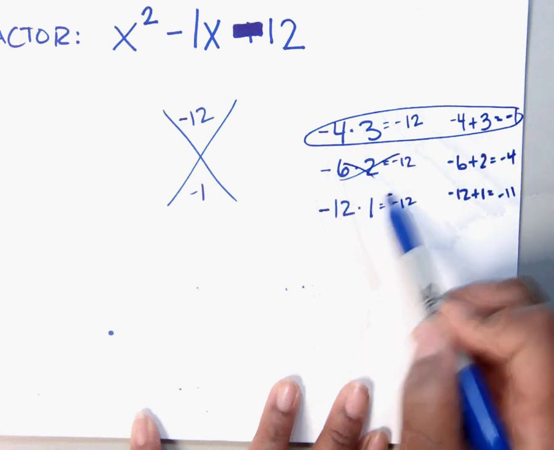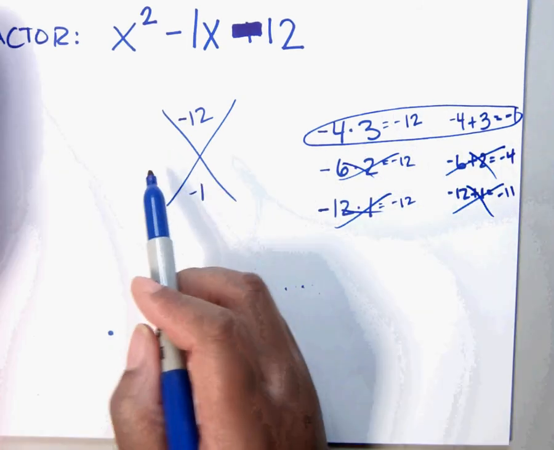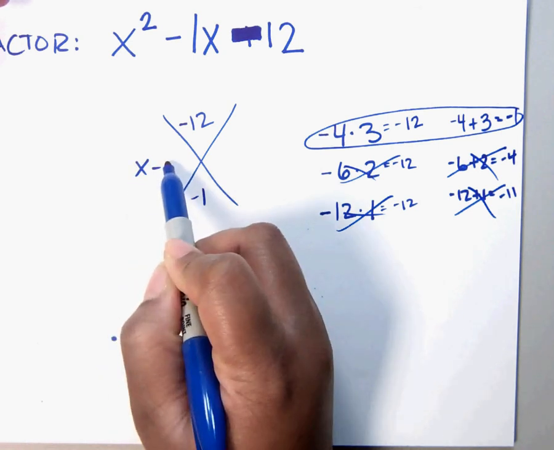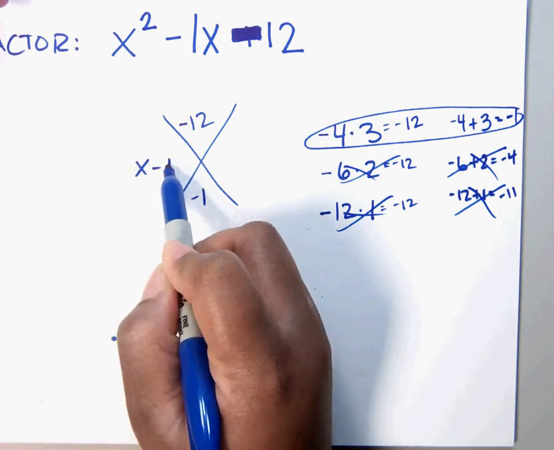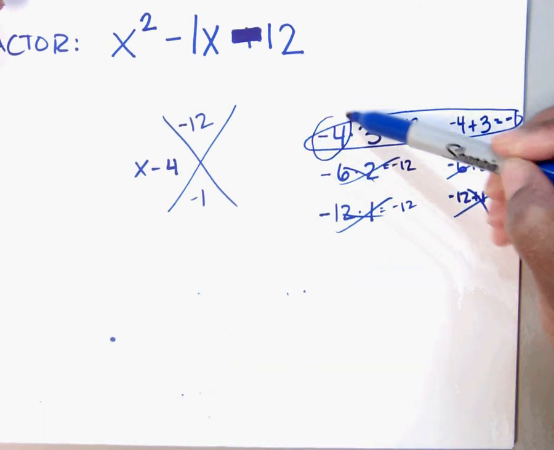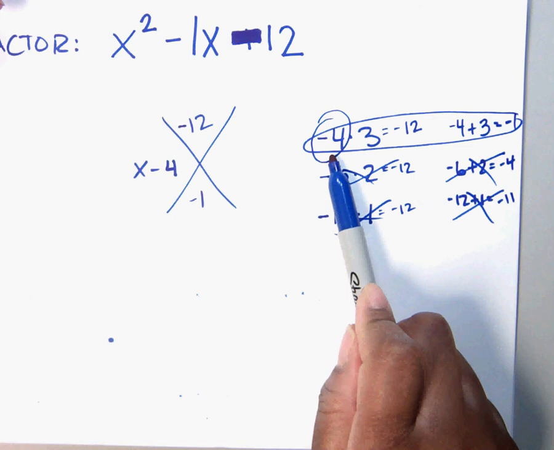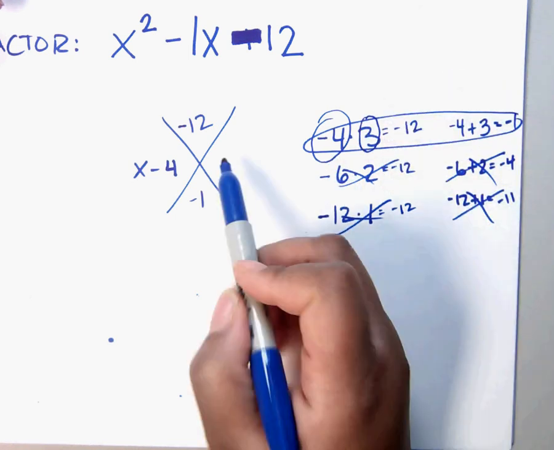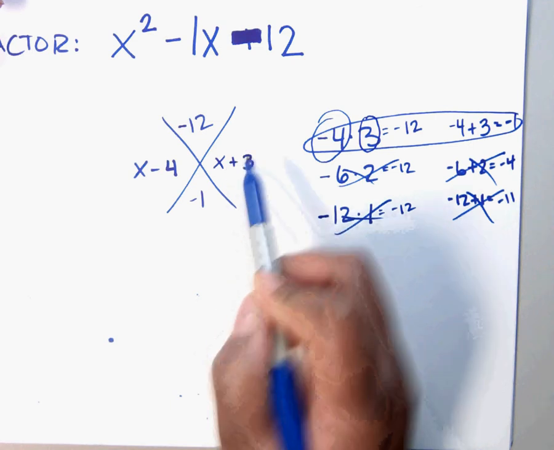So how do I write it now that we know the answer? X minus, no. X minus 12. X minus 4. So we're going to take this and put an X in front of it. And then take this one and put an X. Good job. X plus 3.